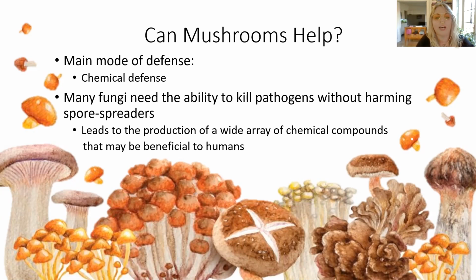However, many mushrooms rely on predation by various animals, especially mammals, to disperse their spores. So they have to find that delicate balance between having the ability to attack bacterial enemies without harming their spore dispersing friends. So this leads them to produce a wide array of chemical compounds that can harm bacteria and other pathogens without harming us and may even be beneficial to us. A good example is penicillin.